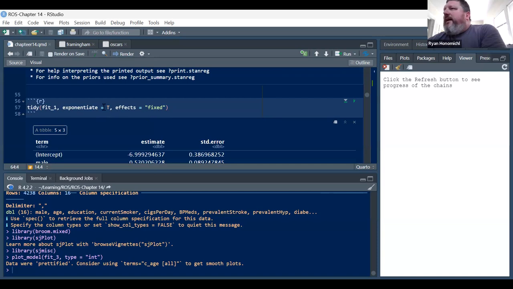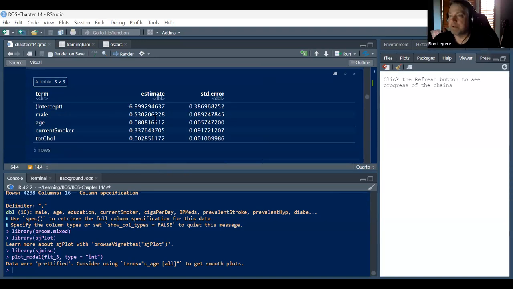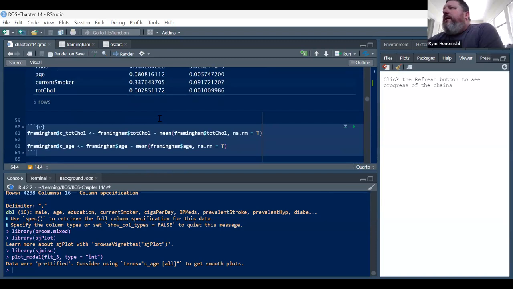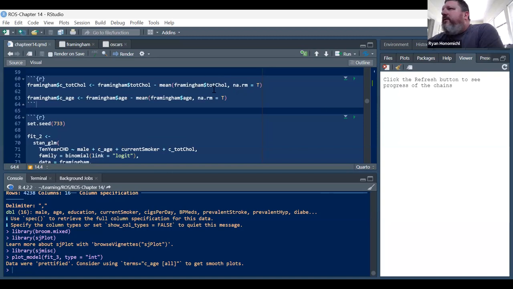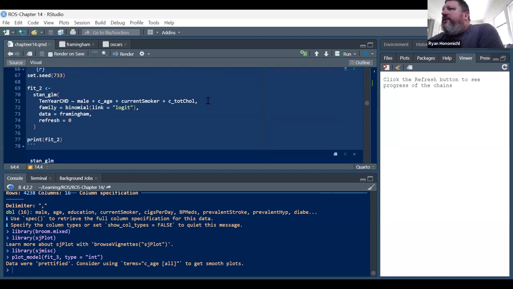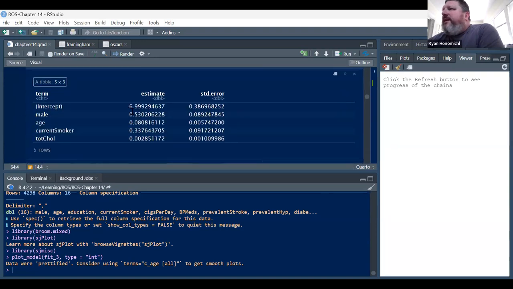I set exponentiate equals true, so it should no longer give us the log odds, but that's not what I'm getting. If you exponentiate, you just get the odds. You're still not getting the probability. You need to divide by 1 plus the odds to get a true probability. In most logistic regression this is sufficient, depending on how big the probability is. Anyway, then I tried the centering thing. I centered the total cholesterol and the age, and obviously this changed the intercept, but it's not changing.